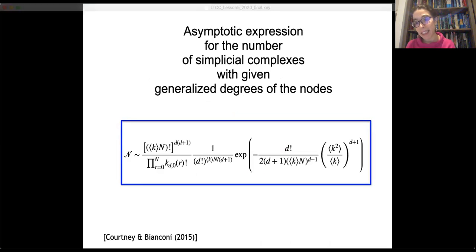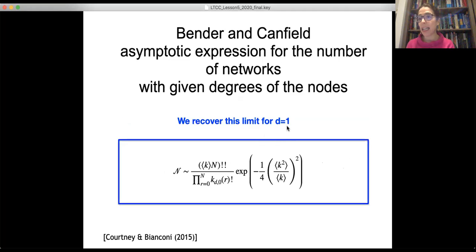So then we can play the combinatorics, and we can find the asymptotic expression for the number of simplicial complexes with a given generalized degree of the node. We find this quite cumbersome-looking expression, but interestingly, every term can be explained combinatorially in terms of this matching of the stubs which I described. And interestingly, if we look at the limit d equal to 1, we recover the Bender and Canfield formula.